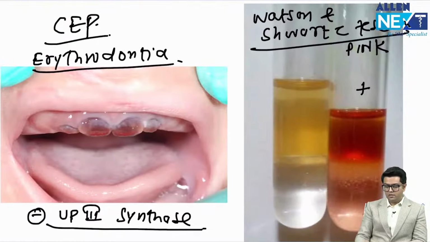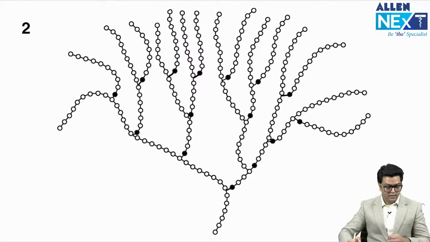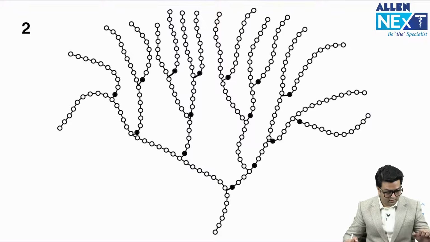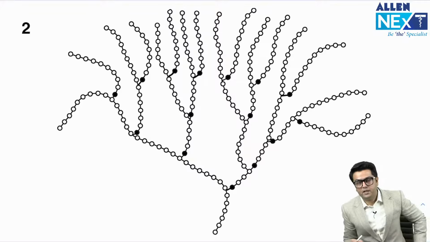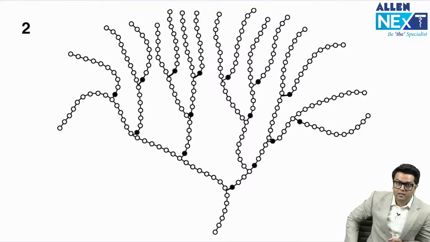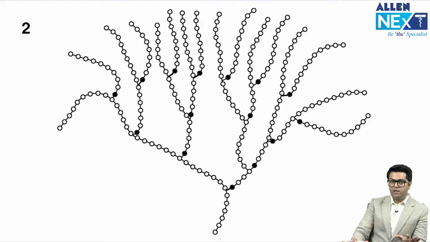So let's move to our next topic, next point. Fine, right? So guys, look at this: ALA dehydratase, this ALA dehydratase is the name of the enzyme which is inhibited by lead poisoning, not the ALA synthase. Clear?